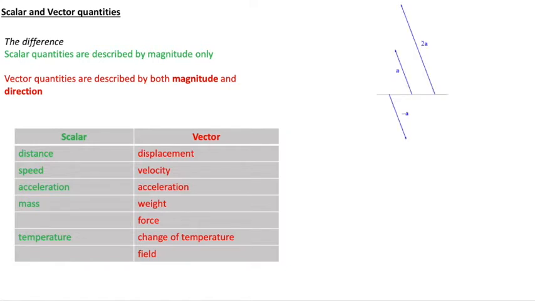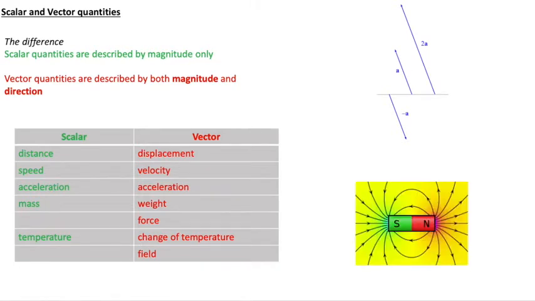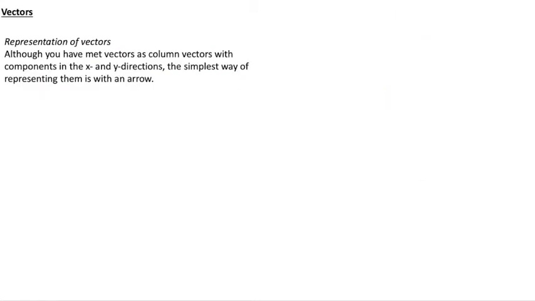That's what vectors can be represented as, arrows with a direction clearly, and then the length of it represents the magnitude. And this is an example of a field, in this case a magnetic field. So the magnetic field acts along those lines and has a certain size at each position on them. So, representation of vectors. Now, you will have met vectors as column vectors when looking at things like translations in geometry, and you will have seen them with components in the x and y direction. But the simplest way of representing them is with an arrow, as we've just seen.